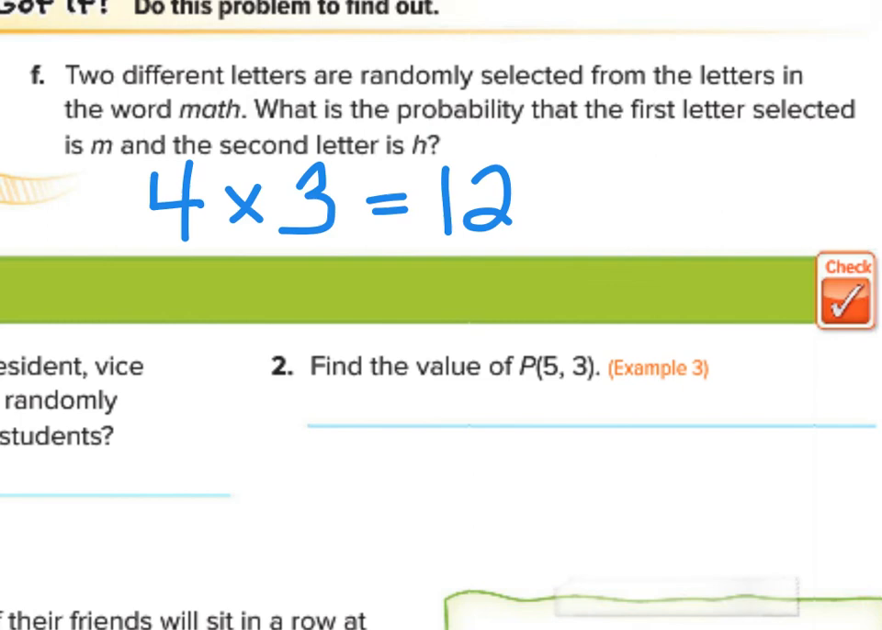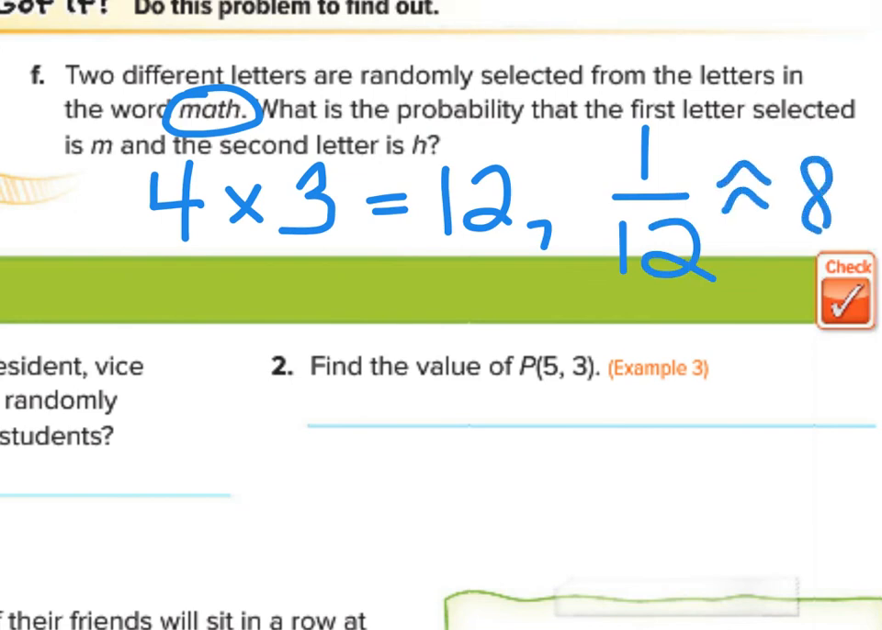12 different arrangements of how I can write the word math, with the T being first, the H being second, the A being third, and the M being last, for example. But then out of that, there's only one arrangement where M and H come in first and second. So then it would be 1 out of 12. Okay, 1 out of 12 is about 8%. Okay, I hope that makes sense.